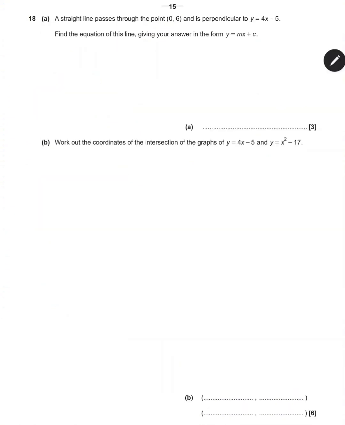Question 18, we've got a straight line passing through (0, 6), and we know it's perpendicular to this straight line, and we want the equation of that line. So it passes through this and it's perpendicular to this. So we've got several bits of information. When you've got the point (0, 6), you've got an x, y coordinate. So x equals 0 and y equals 6.